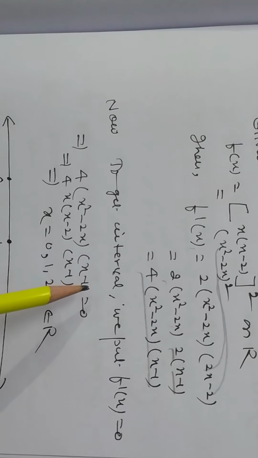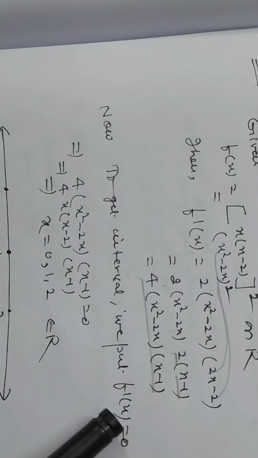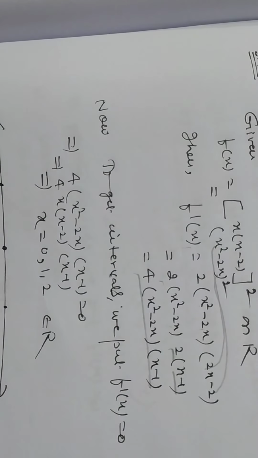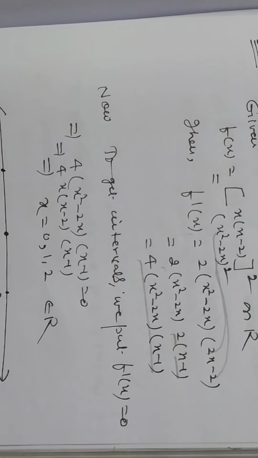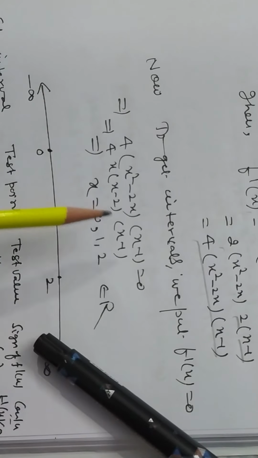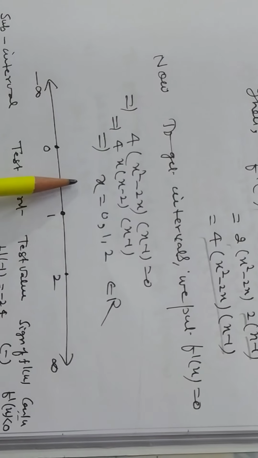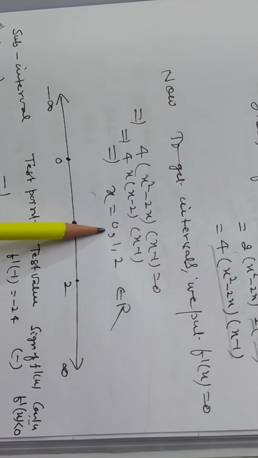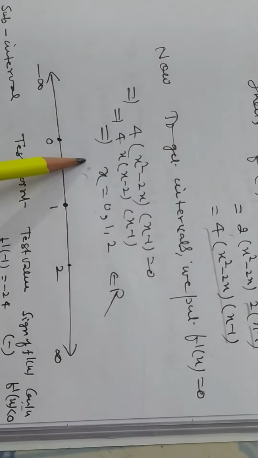To get intervals, we put f dash x is equal to 0. And 4 into (x square minus 2x) into (x minus 1) is equal to 0. This implies 4 into x into (x minus 2) into (x minus 1) is equal to 0. And 4 is not equal to 0, so x is equal to 0, x is equal to 1 and x is equal to 2, which belong to R.